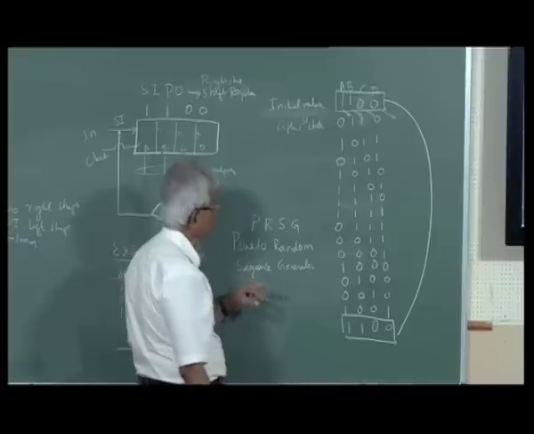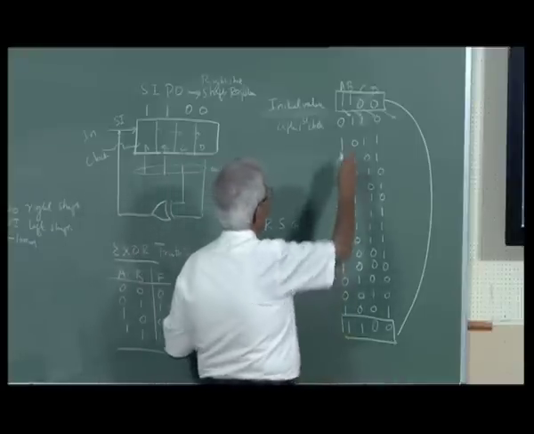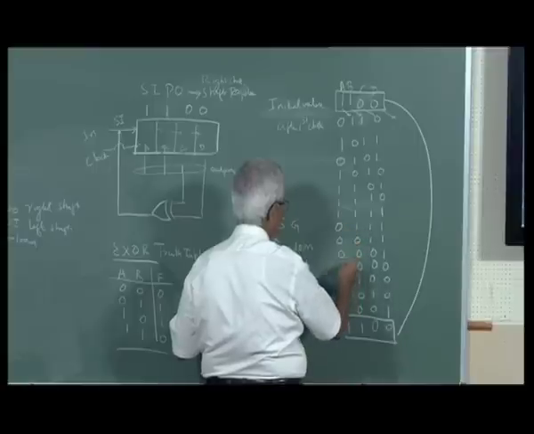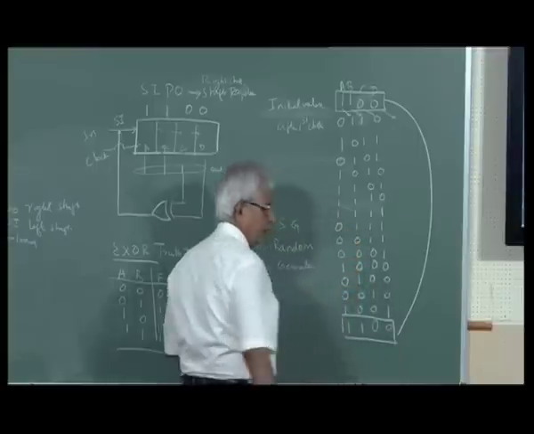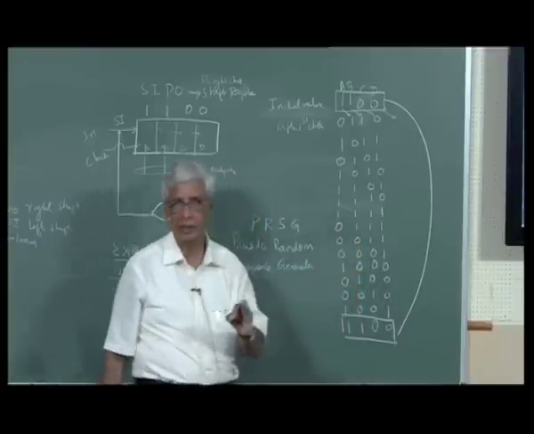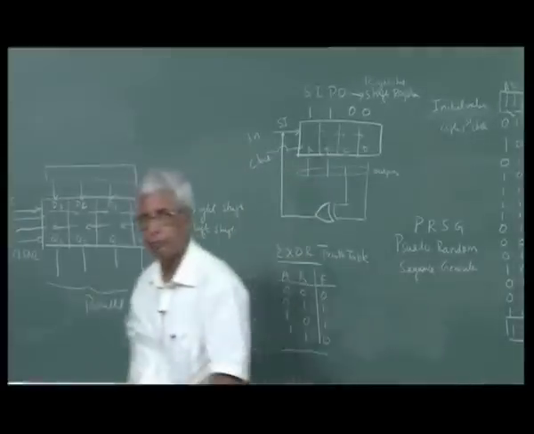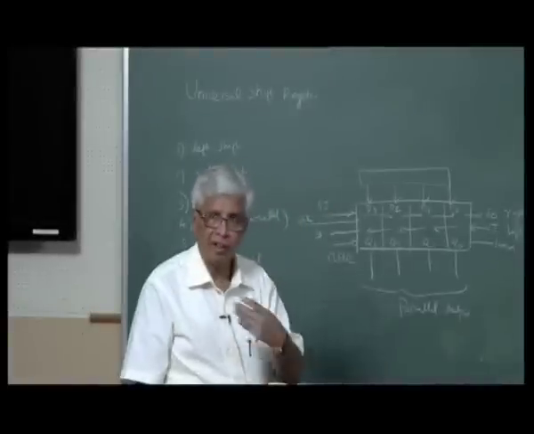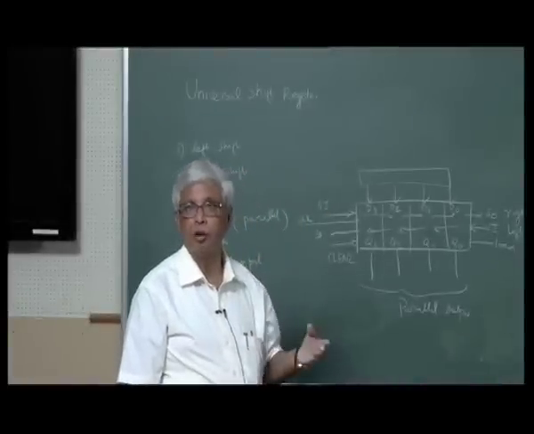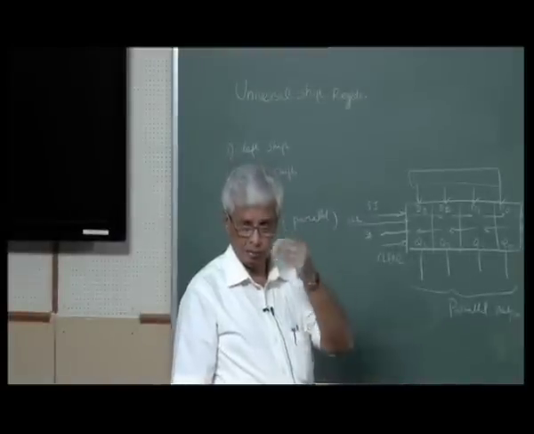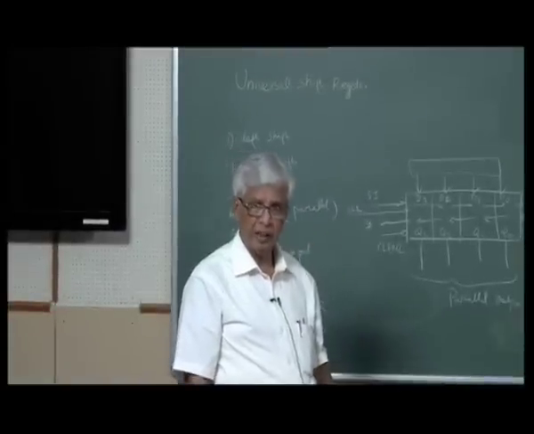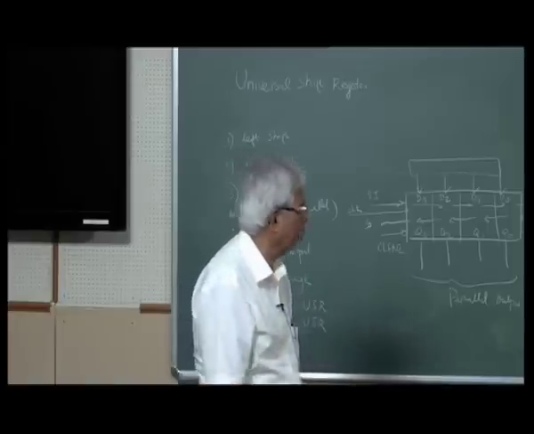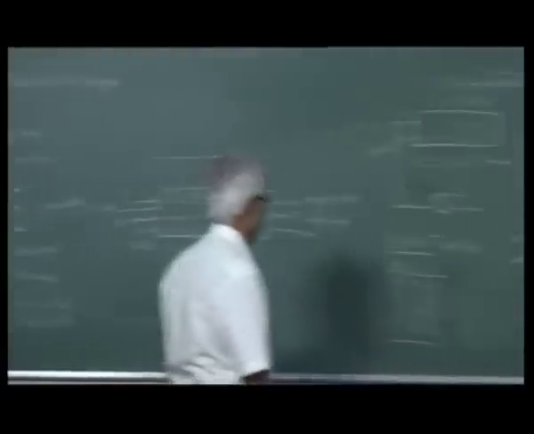How many cycles does it take? 1, 2, 3, 4, 5, 6, 7, 8, 9, 10, 11, 12, 13, 14, 15. 15 cycles it takes before you get the original value in a 4-bit shift register. You can have a 5-bit shift register, it will be even more fun. 31 patterns will come. With a 3-bit shift register, 7 patterns will come. This is used in communication.